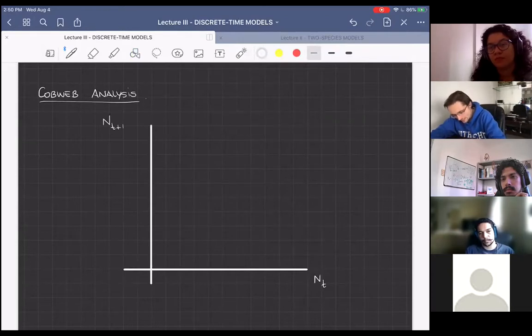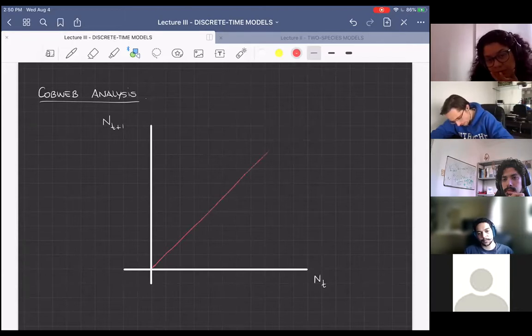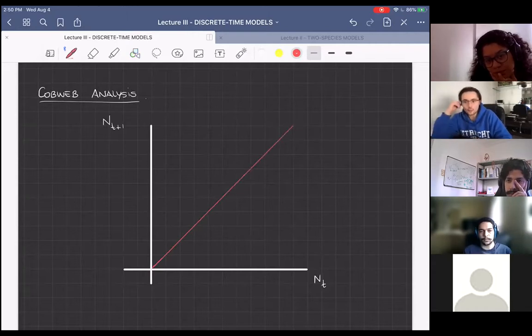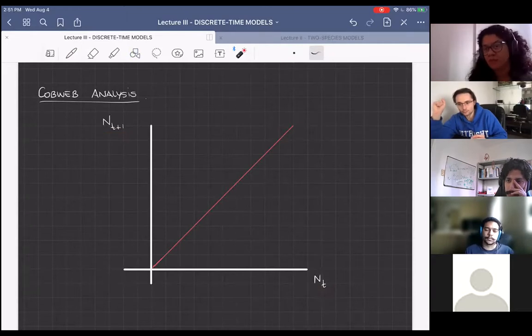Now I am going to write the line. Let's see, how can I do this so it is clear, with red. I am going to draw a line that has a slope 1. This line with a slope 1 would be the line over which my population would stay if the number of individuals at time t plus 1 were always equal to the number of individuals at time t, okay?